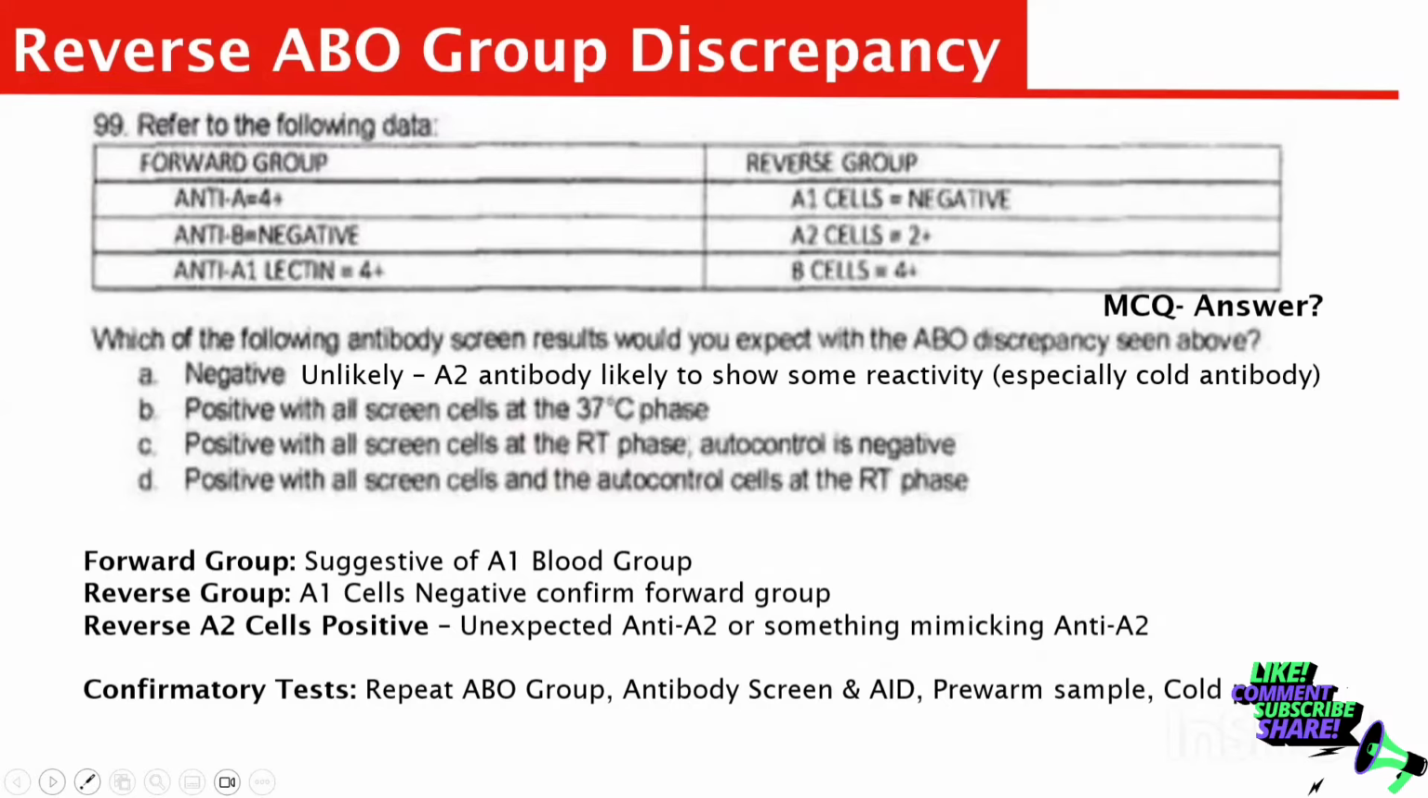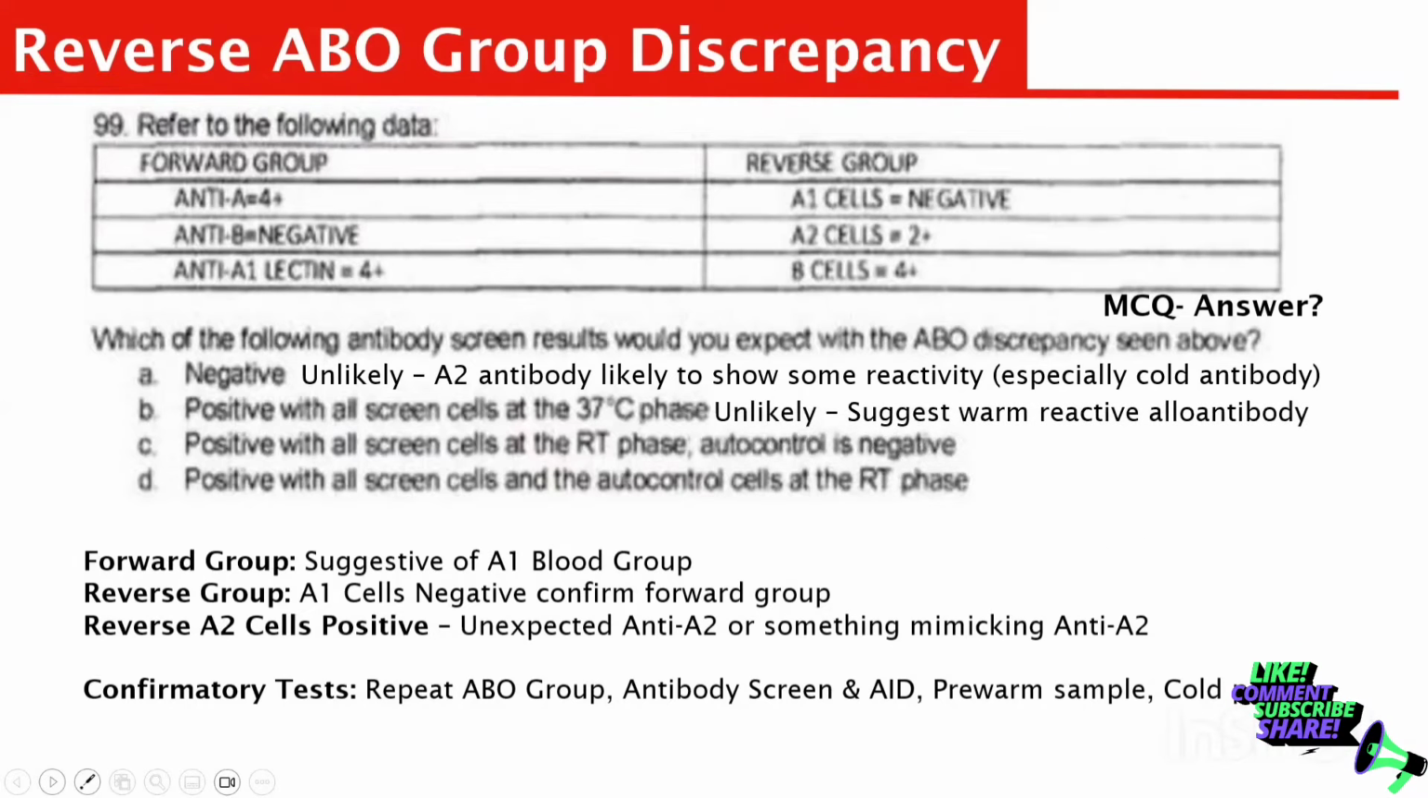So if the antibody screening is negative, I wouldn't be suspecting that, looking at the discrepancy I'm seeing above, because if what I'm seeing above is correct, the antibody screening may not be negative. You should see some kind of reaction, whether it's a weak reaction. You should be able to see it. So I wouldn't go with A.